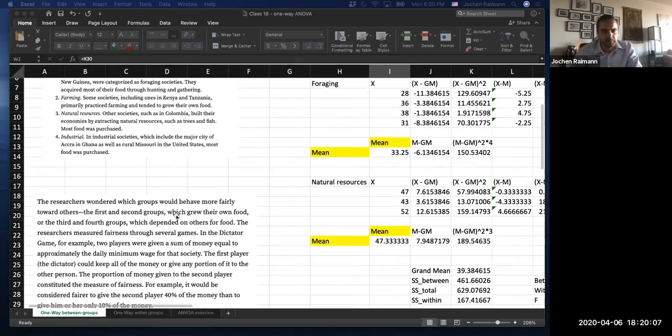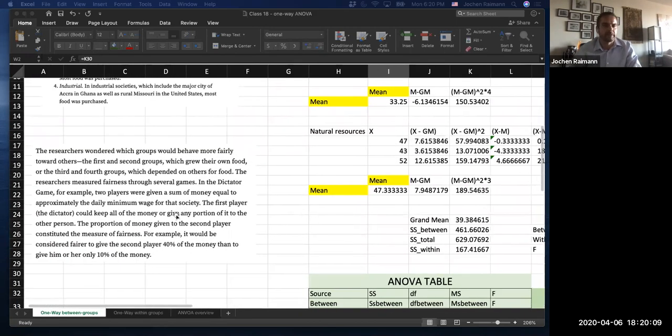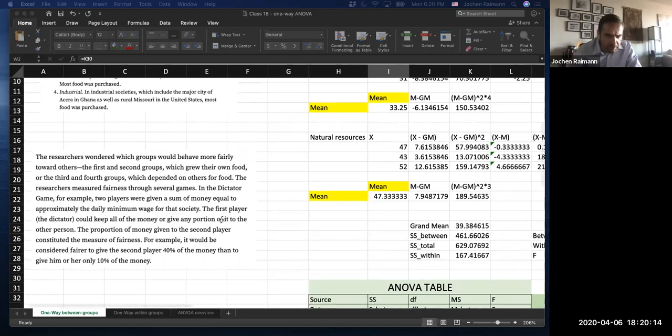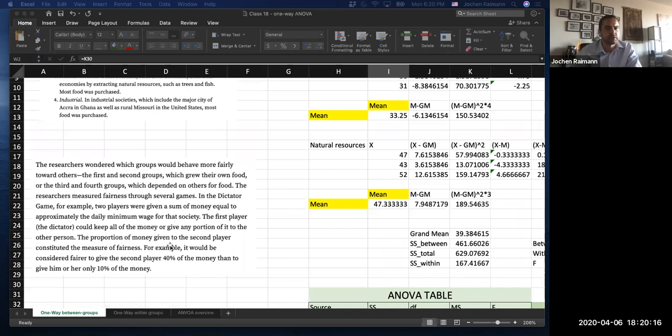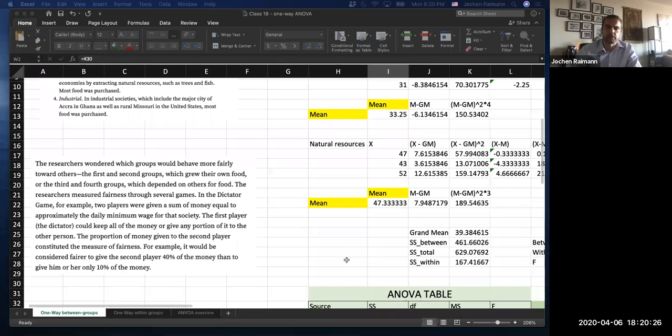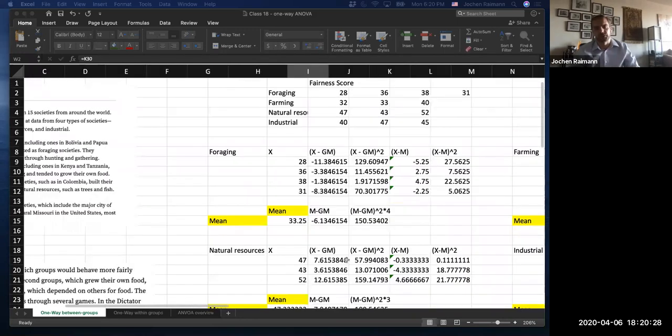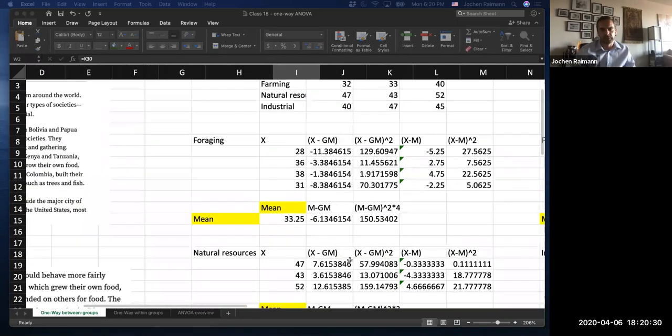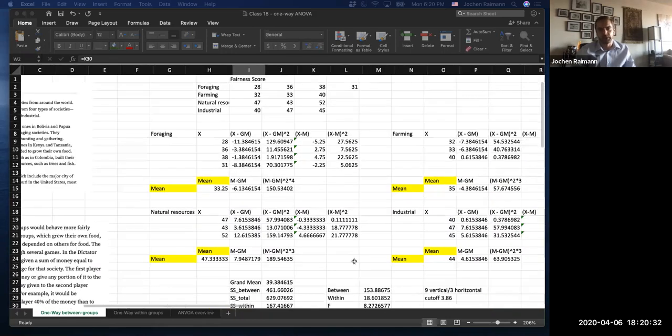In the dictator game, basically, the dictator has the right to determine the proportion of money he would give to another person, and the more he gives, the fairer it is. Essentially, that was used by the researchers to determine whether a society has a higher fairness score or not.